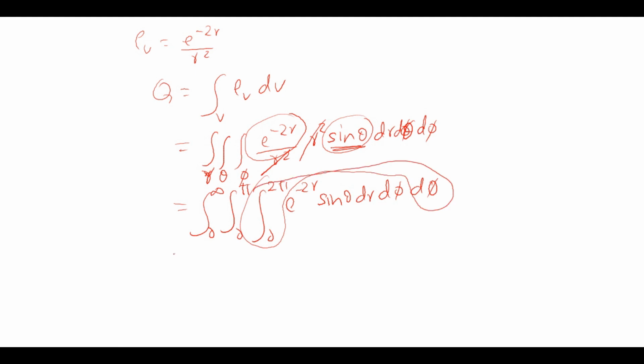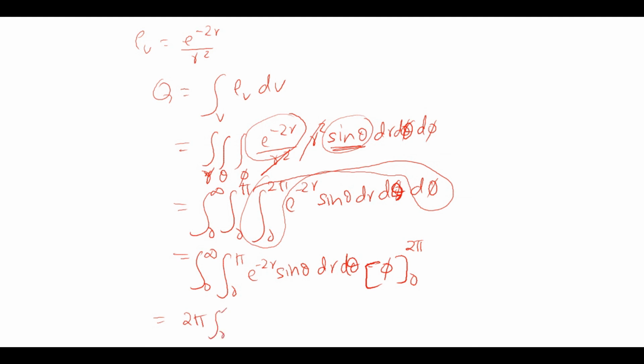Okay, so we now have 0 to infinity, 0 to pi, and e raised to minus 2r sin theta dr d theta are constants with respect to phi, so I can take them outside, into what is the integral of d phi? It is phi with the limits 0 to 2 pi. So which is 2 pi, which is a constant, I can take it outside. So 2 pi into the remaining 0 to infinity, 0 to pi, e raised to minus 2r sin theta dr d theta.